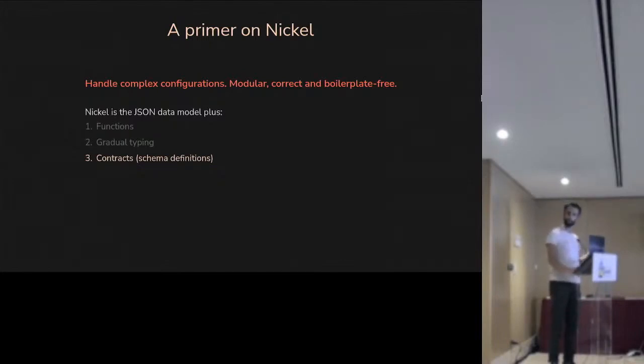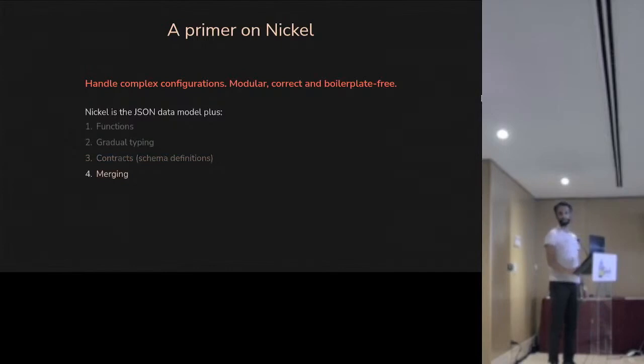So we have these built-in contracts you can think of as runtime types. You write them as types. You can spin off your own, use array and dictionary constructors, and use annotations as well. But they are checked at runtime. And it's useful in Nickel because we wanted to have schema definitions in the same language.